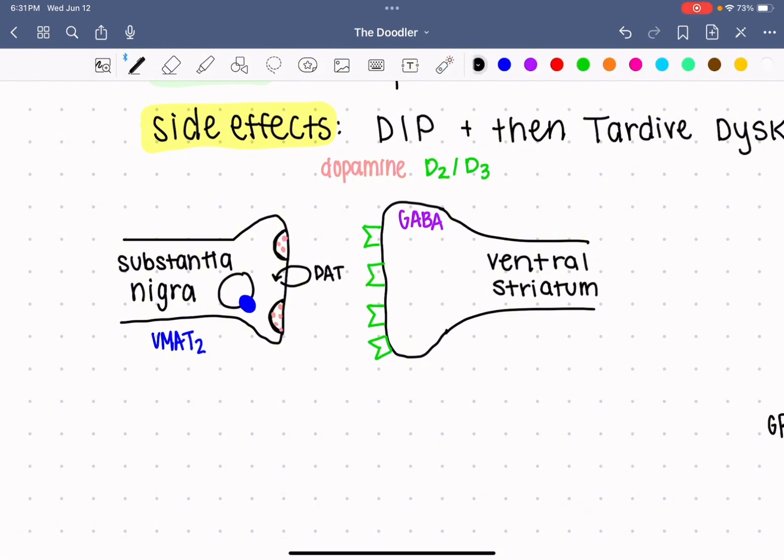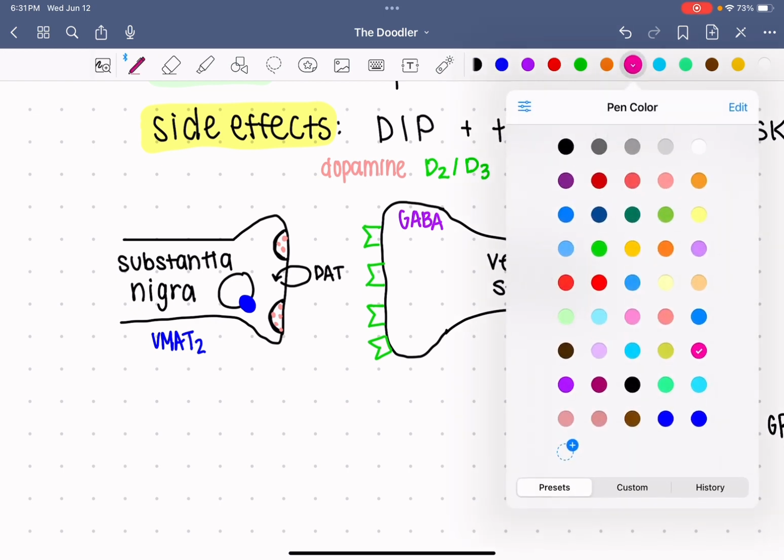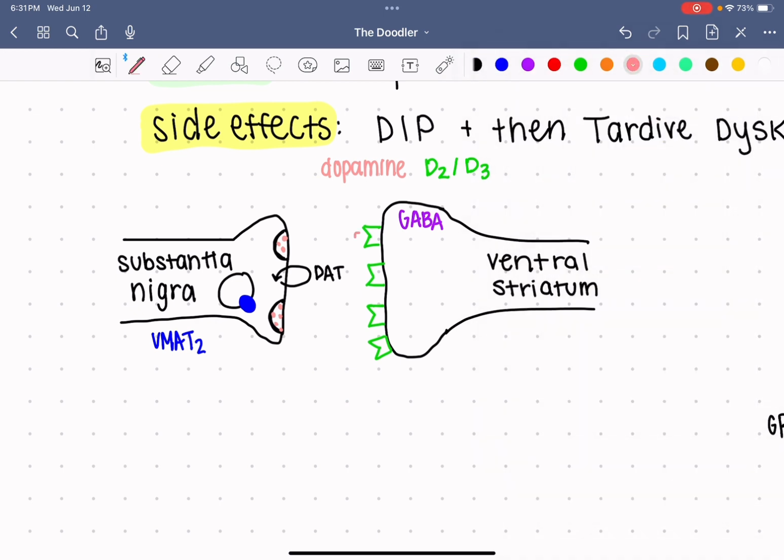Normally, when dopamine is released, it binds to a receptor. In this case, this is a D2 receptor. When it binds to the D2 receptor, or D3, they're both inhibitory, it inhibits the firing of the postsynaptic neuron. In this case, in the ventral striatum, it's a GABA neuron. So if it inhibits GABA, that means that there is inhibition of GABA production. So this means low GABA.